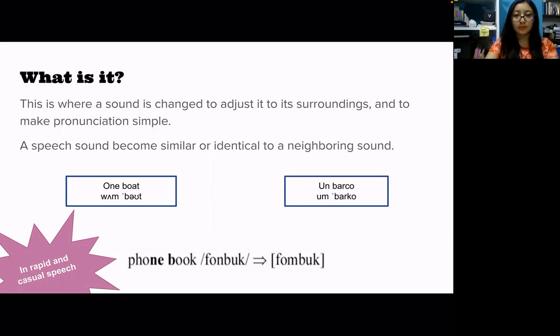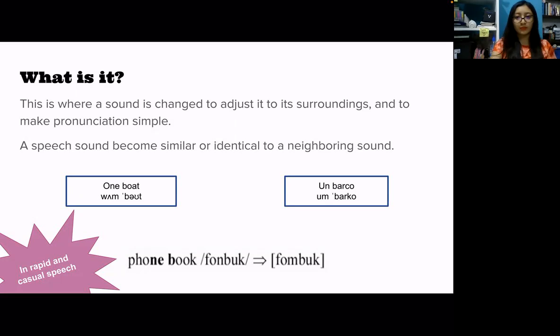Well, when we're speaking in any language, there are sometimes when, in order to pronounce some sounds, it involves a very drastic change from your mouth position to another position. So, in order to make this pronunciation simpler, we have assimilation, which is when the sound changes to adjust itself to its surroundings. So basically, a speech sound will become more similar or more identical to a neighboring sound.